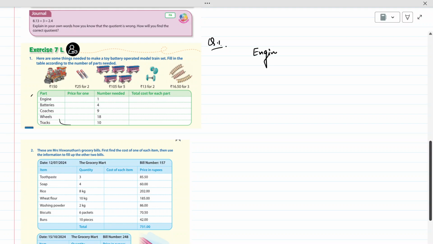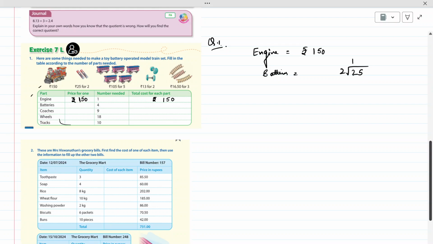So what is the price of the engine? It is rupees 150 for one. Okay, one engine is required. Price of one is 150. Requirement is also one. So straight away we can write it as 150 here. Now the batteries. There are two batteries for rupees 25. So what we are going to do? First of all, we have to find out the price of one battery. How we are going to do it is, we have to divide this 25 by 2.